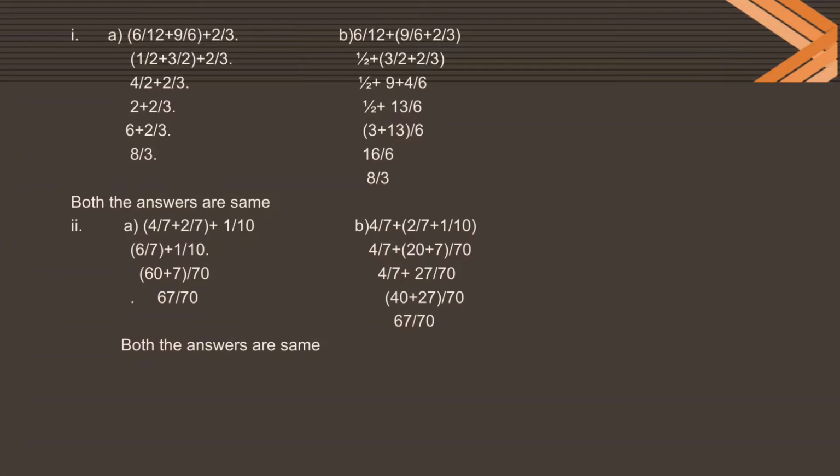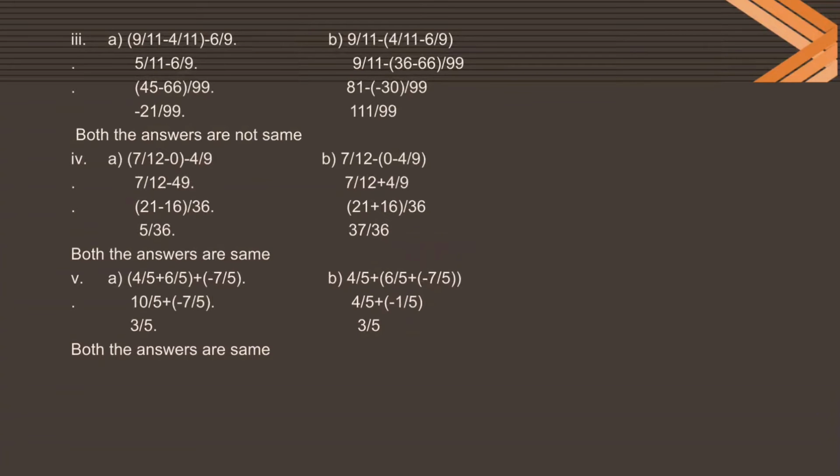Okay, now B part, 6/12 plus 9/6 plus 2/3. Now 6/12 we can write as 1/2. Now 3/2 plus 2/3. Here when we take the LCM, we will get 13/6. Now again you have to take the LCM, so we will get 16/6. We can write it as 8/3. Both the answers are the same. Now in the same manner you have to solve other questions.